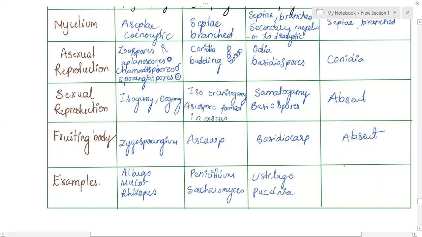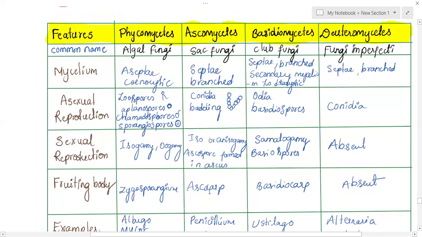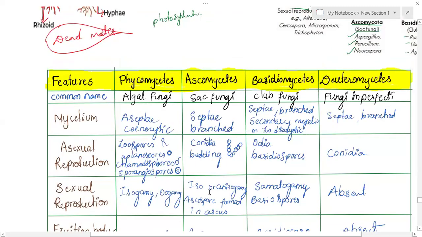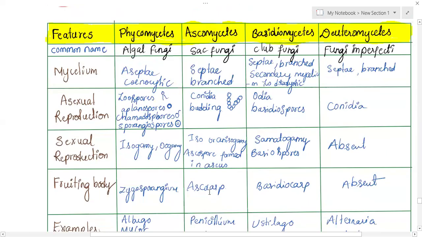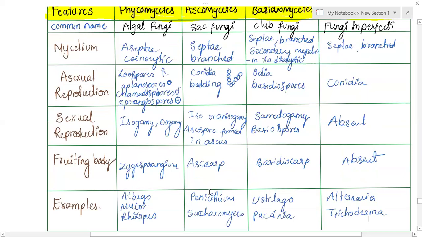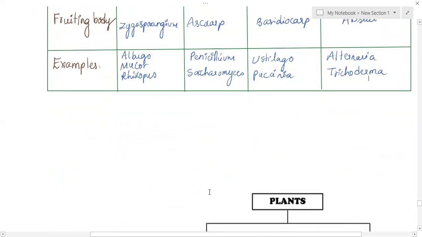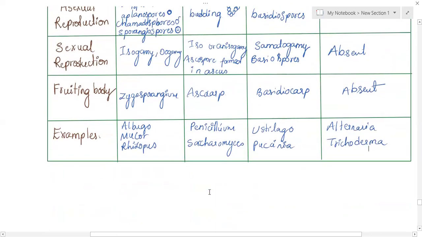Then here imperfect fungi, Alternaria and Trichoderma are the two examples for this. So this is the brief summary about the classification. Hope you understood. Make a note of it. It's very important, and it's easy to remember and easy to revise. That's all about fungi.